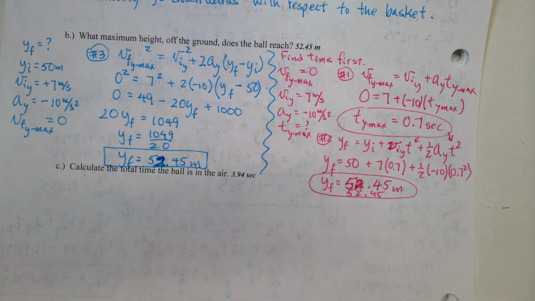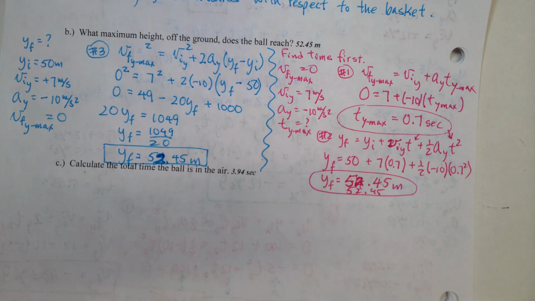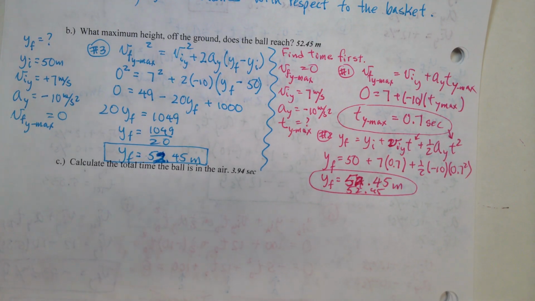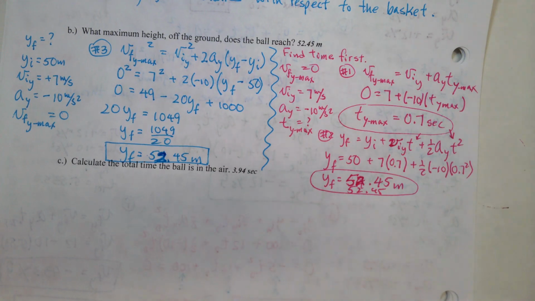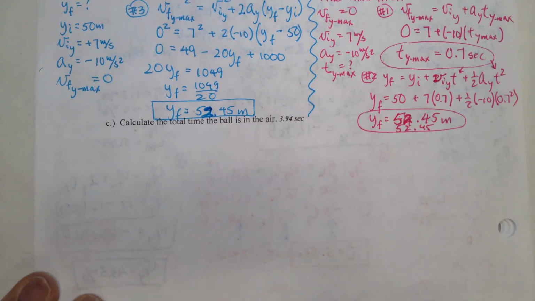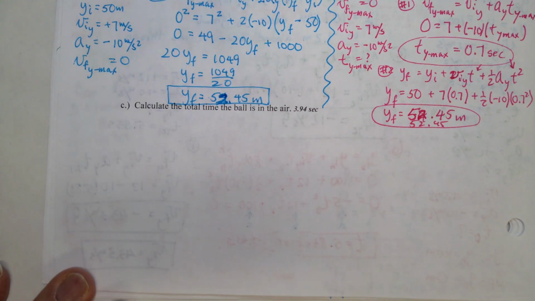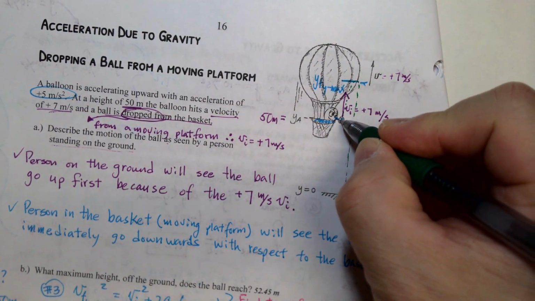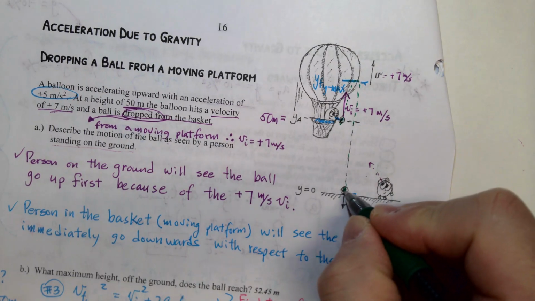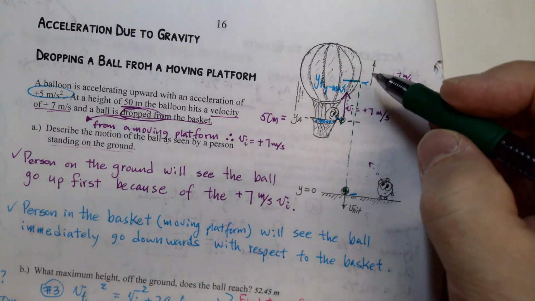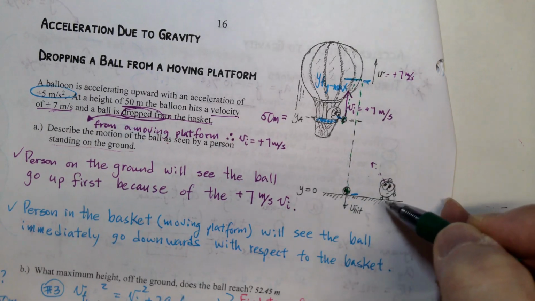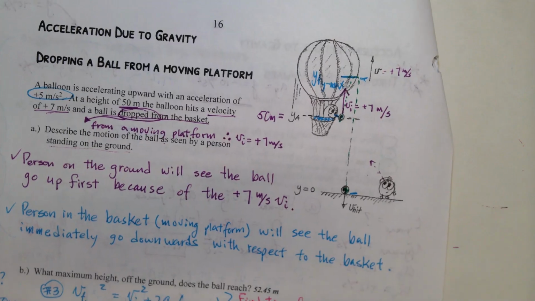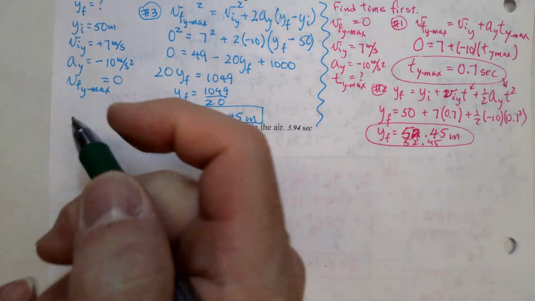Now they're asking for part C, calculate the total time the ball is in the air. Well, again, I start writing down all the things I know about this. So we start here, and we end up here. And I want to know how much time it takes to go all the way up and then come back down with respect to the ground. All right, so let's write down everything I know.